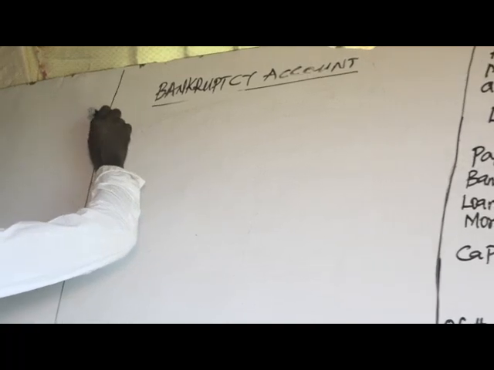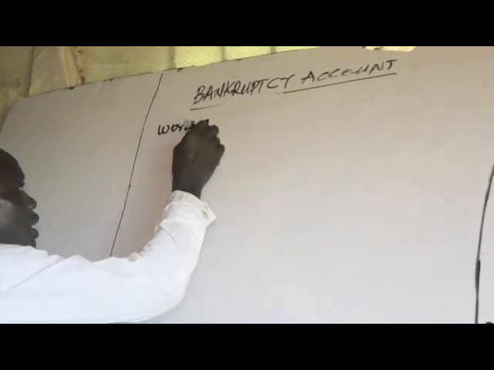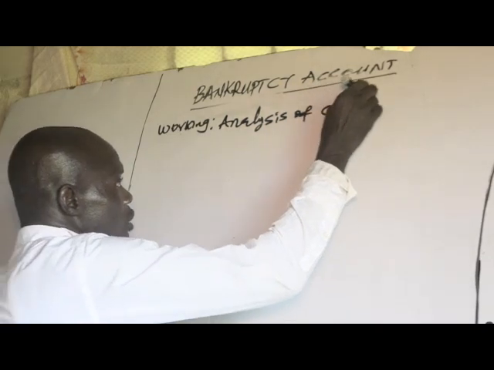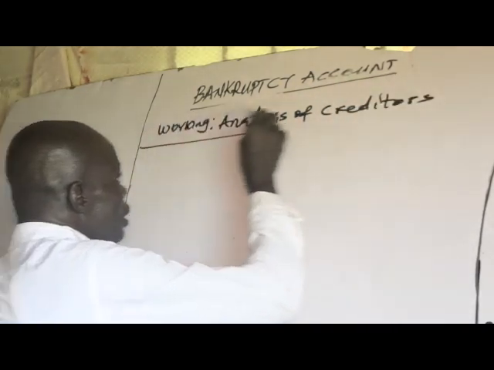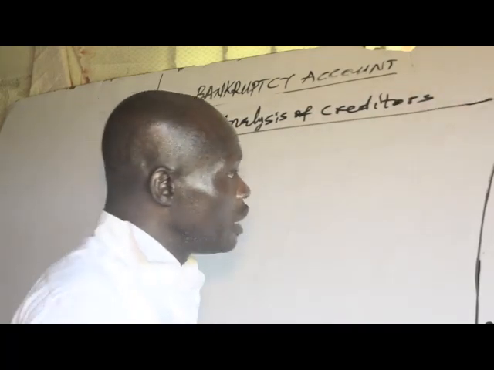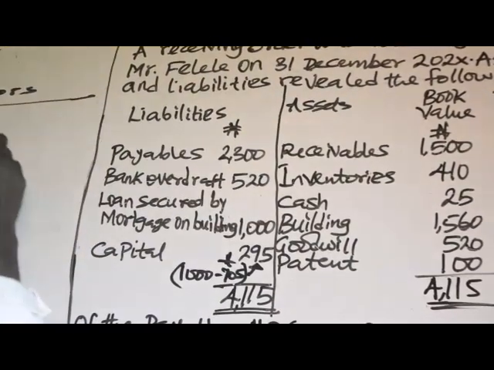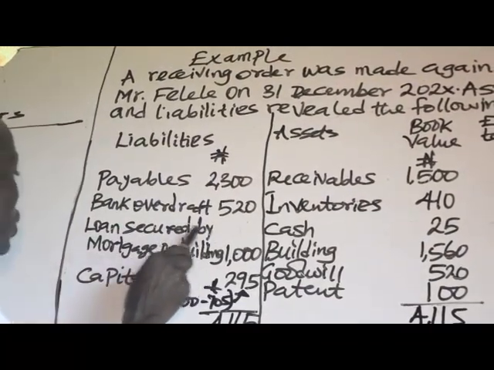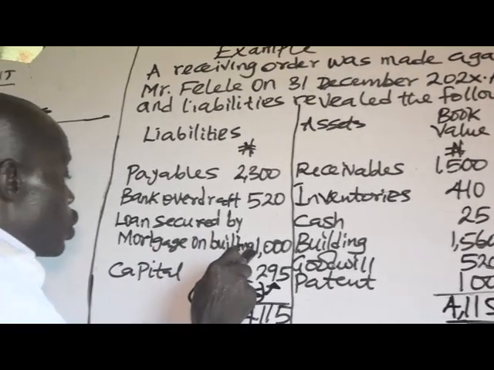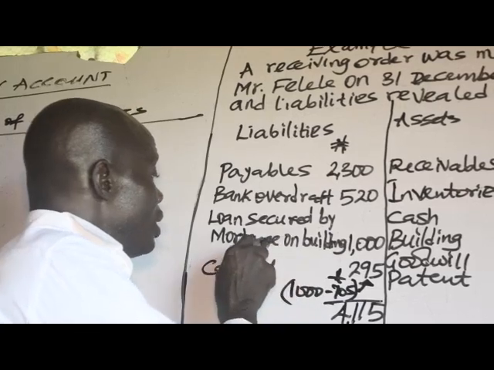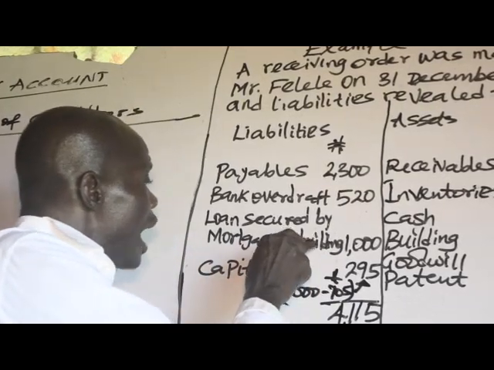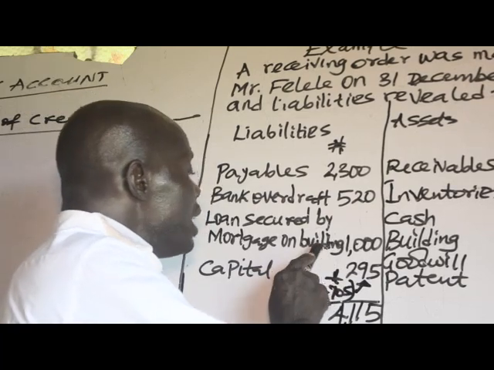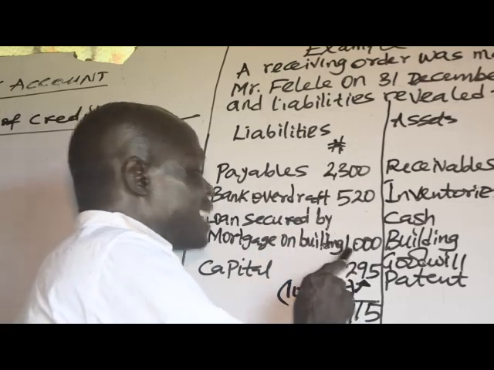Now, let's have the solution. Working one, or as part of our working, let's have the analysis of creditors. Let's go through the liabilities. We have the payables, then we have the bank overdraft, we have loan secured. That's to show that this is secured. Loan secured by mortgage on building. The value of the loan is 1,000. The building was used as collateral for the loan. Then you check the realizable value of the building used as collateral for the loan of 1,000 naira.